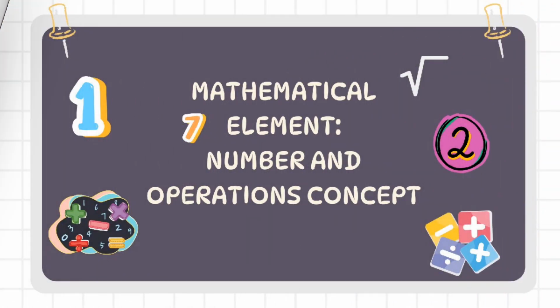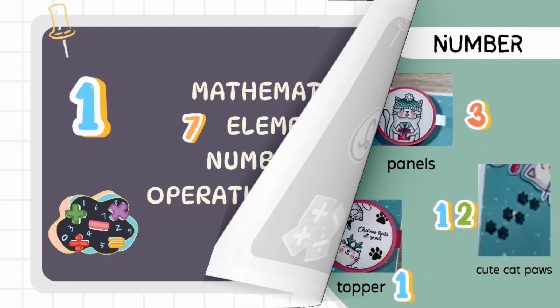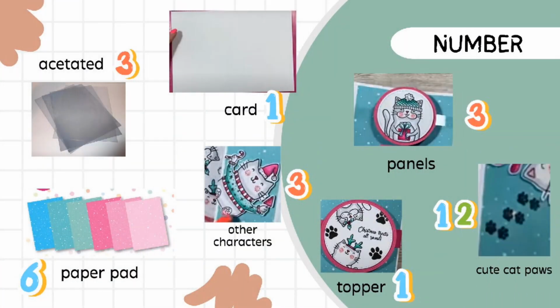Now, let's start by breaking down the numbers behind our materials. We have got acetate, card, panel, cute card pouch, toppers, other characters, and paper pads. Each of these items play a crucial role in bringing our pop-up cards to life. We've got 3 acetate sheets for that cool see-through effect, 1 card as our base, and 3 panels to create layers and dimensions. Now, let's talk about those adorable details.